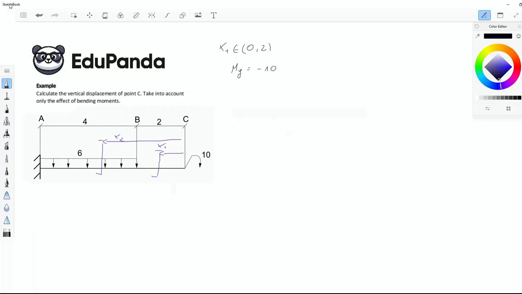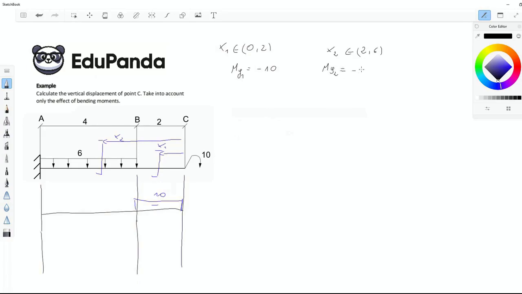It's understood that these are kNm, and we will not complicate things further by writing it out at this moment. So we can already draw this, a constant value within this interval. We have -10. Next we have x2, which belongs to the interval from 2 to 6. And our bending moment, let's say it's Mg2, that was Mg1, it equals still -10, but -1/2 times 6 (x minus 2) squared. And we leave it in this form.